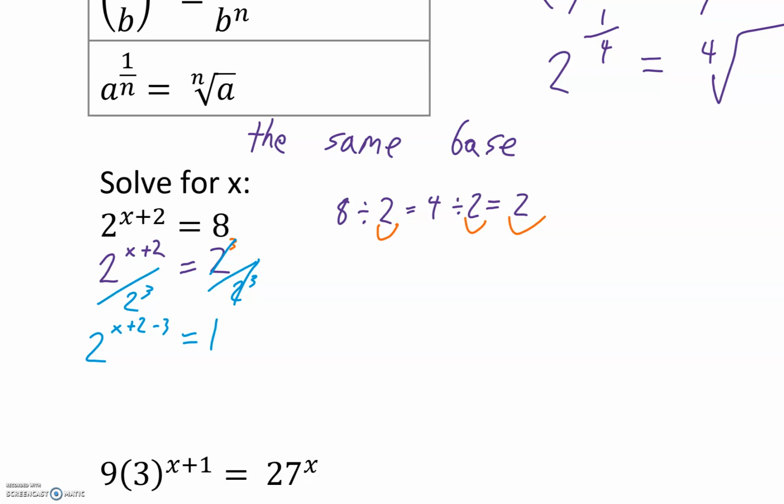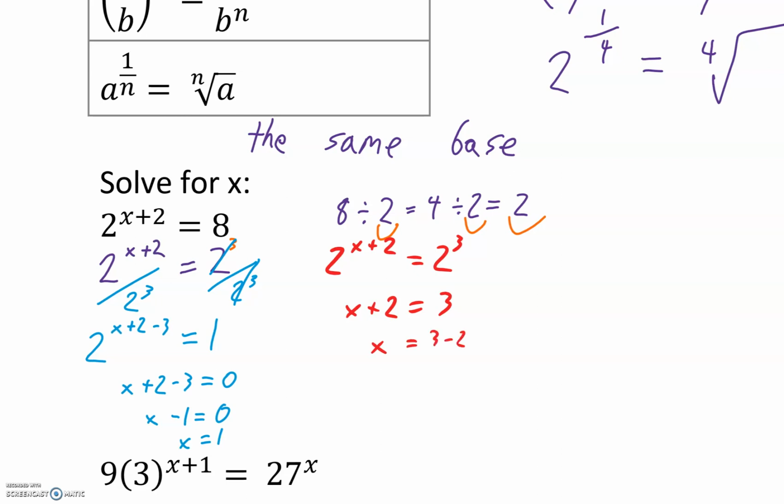Now we can look at the exponent. If that equals 0, then no matter what the base is, it equals 1. So if we can make that exponent equal to 0, then we know that's going to equal 1. Solving this, we get x equals 1, and that's our answer. Another way we could do this is to go straight from here to looking at the exponents. If the bases are the same, we can make the exponents equal. So we move the 2 over, and x equals 3 minus 2, or x equals 1.